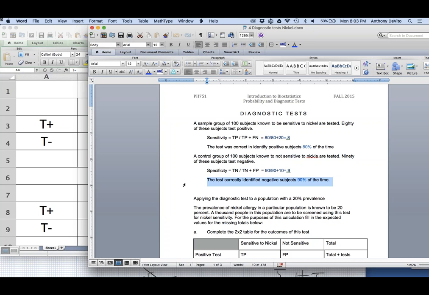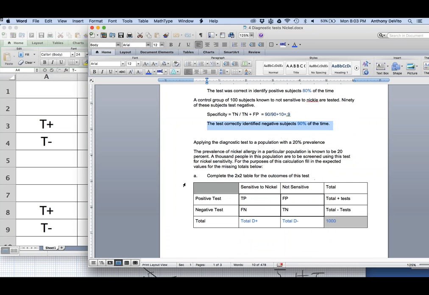The sensitivity of this test is 80%. That means 80% of the time it correctly identifies people that are allergic to nickel. Its specificity is 90%. 90% of the time, if you get a negative result, you're not allergic to nickel. Okay, but there are times it gets it wrong both ways. Okay, so let's take a look at this. We're going to actually apply this now. Let's say that you have a population where the prevalence of nickel allergies is 20%.